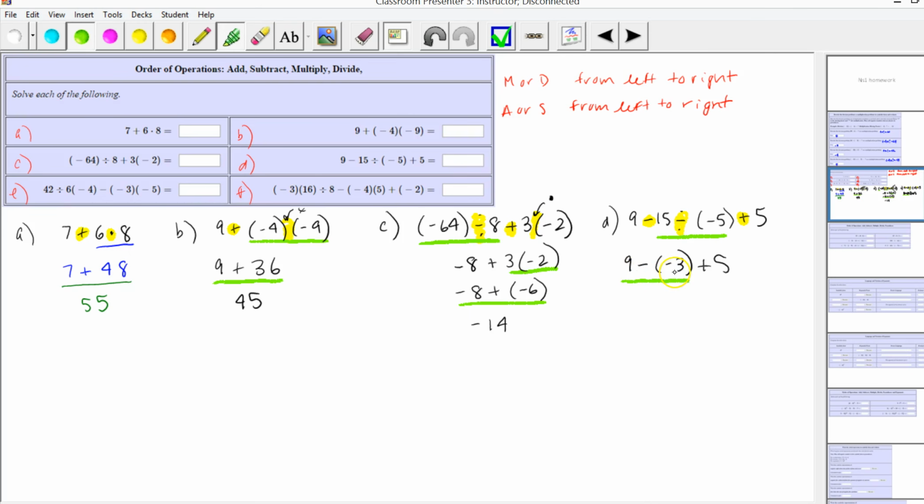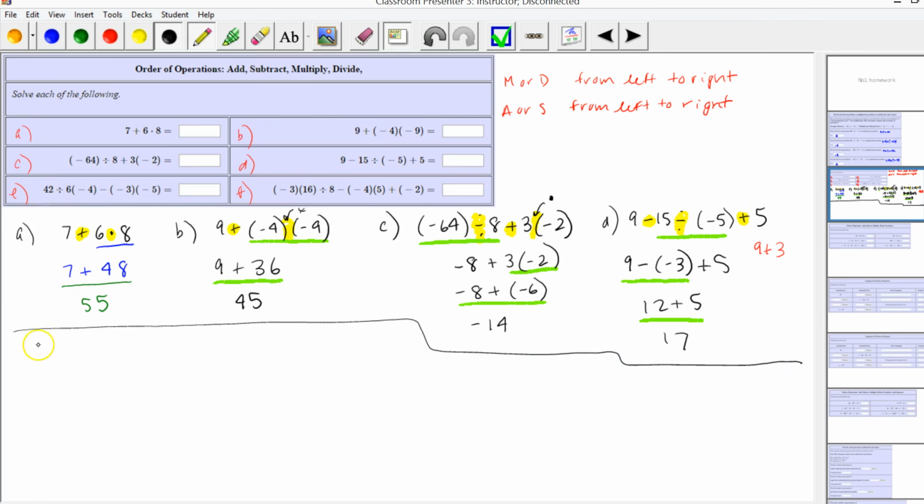So we have 9 minus negative 3. Well, let's do this on the side. Remember, minus negative 3 is the same as adding: 9 plus the opposite of negative 3, which is positive 3. Okay, so this will be 12 plus 5. And our last step, 12 plus 5 is 17. Okay, so we have 2 more.